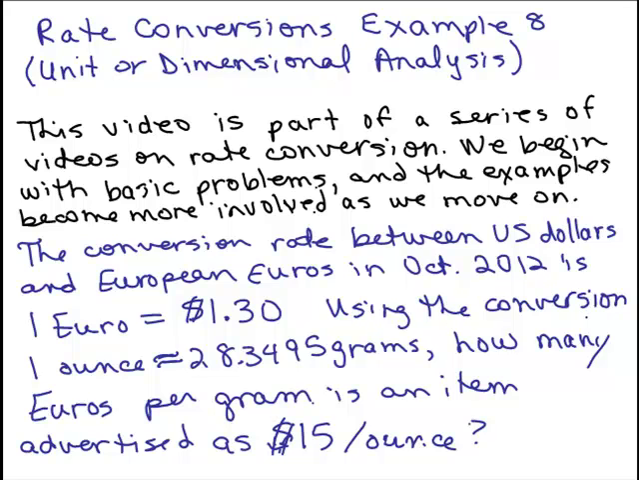There's also a conversion factor between ounces and grams. This is approximate. 1 ounce is about 28.3495 grams. So given that, how many euros, all right, so now we're talking about money, how much in Europe, how many euros per gram is an item advertised as $15, talking about US dollars, per ounce?